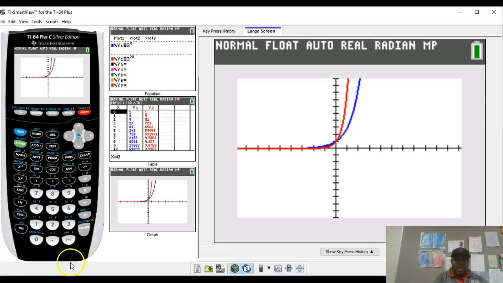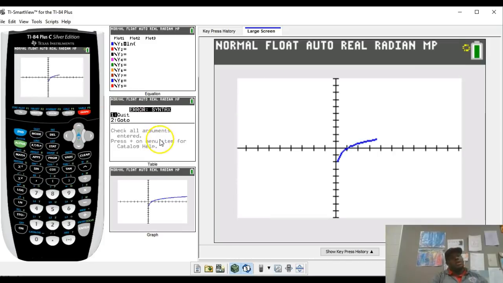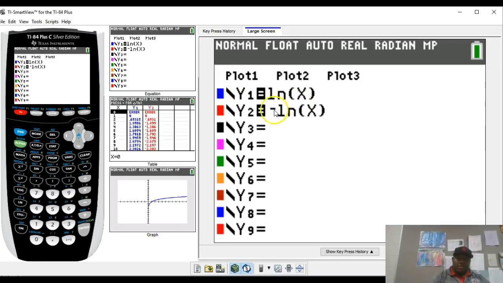So let's have a look. Go to my calculator, and you put in the parent function ln of x, and then you put the negative ln of x. This is a reflection over the x-axis. And here's ln, guys. You just click that ln and then put x in the parentheses. There's x. You hit graph. Let's see what it does. Ln of x, and then negative ln of x. It reflected over the x-axis. Don't forget, the negative out front, guys, means reflect over the x-axis.